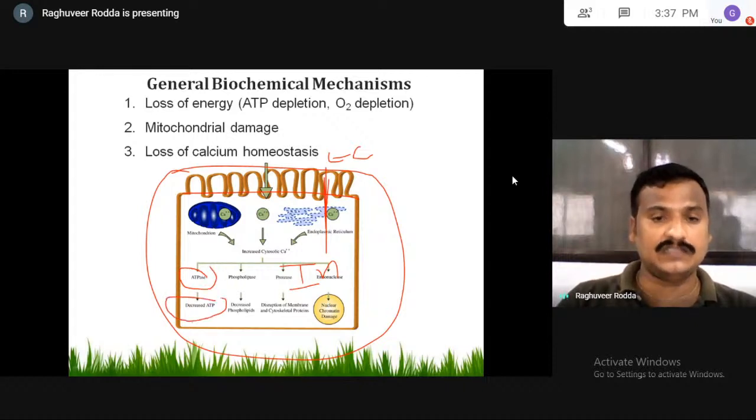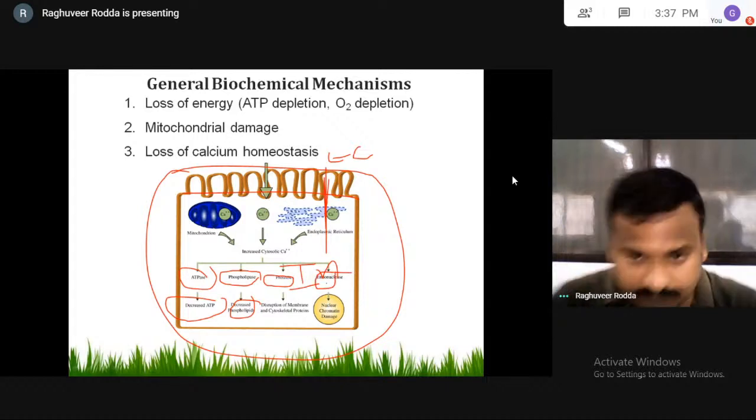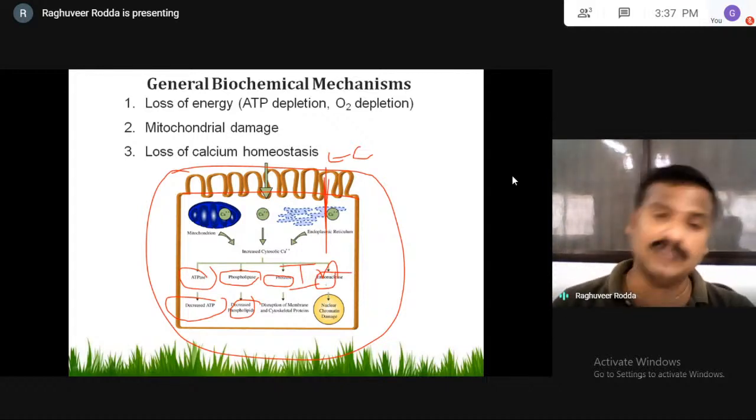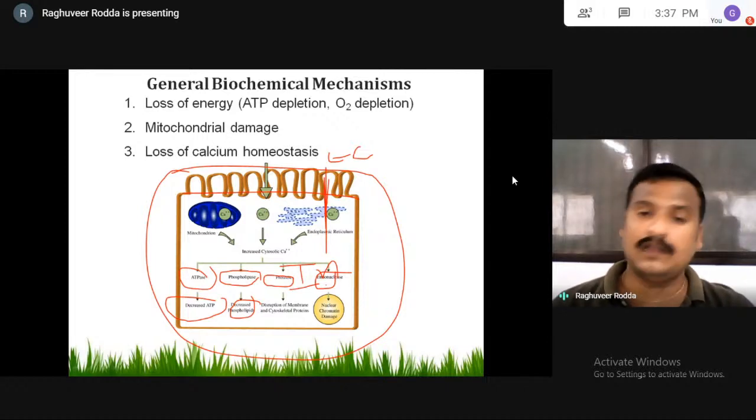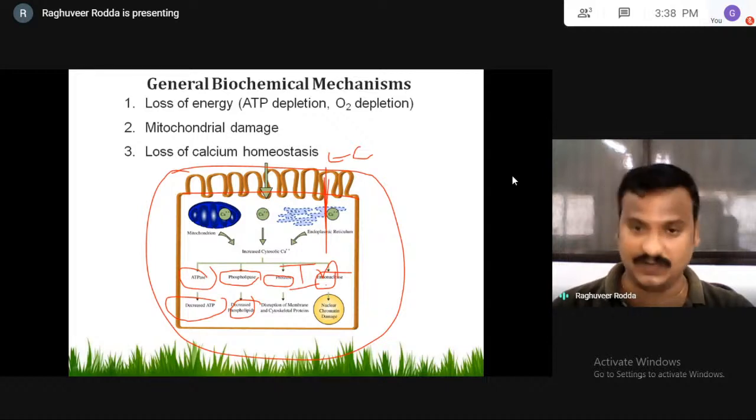Okay, it will cause a decrease of ATP. Phospholipase decreases phospholipids, and proteases are going to convert the proteins into amino acids. Endonucleases are going to break the nucleic acids, and the nuclear chromatin will get damaged by the endonucleases and other nuclease enzyme substances.